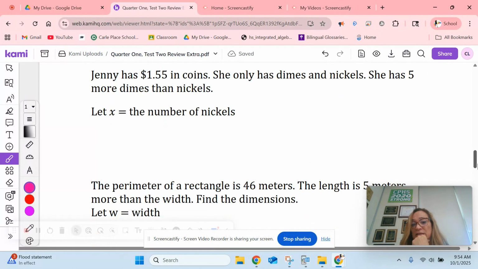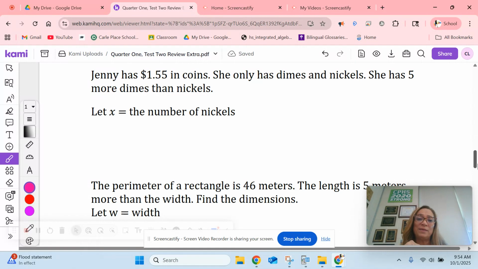Writing an equation to solve. You have to bring in a lot of outside information to do this because you have to know certain things. It's not going to be anything obscure or strange. It's just going to be like everyday stuff. So you do have to know how much a dime is worth and how much a nickel is worth. So Jenny has some coins. She has dimes and nickels. Dimes are 10 cents, nickels are 5 cents. And I really hope you know that.